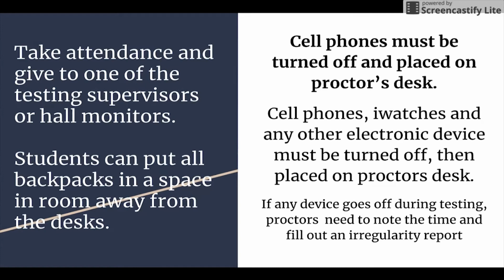Cell phones must be turned off. That's probably one of the first things I would ask all students to do, is turn off their phones and place their phone on the proctor's desk. So you're not necessarily touching their phones, but they just have to turn it off and put it on your desk. All devices actually need to be turned off. So cell phones, iWatches, any other electronic device needs to be turned off and placed on a proctor's desk. If a student has an iWatch, I would also ask them to leave that on your desk as well. If any of these devices happen to go off during testing, that's going to be an irregularity, and you're going to need to note the time and fill out an irregularity report, and we will get to that in a minute.